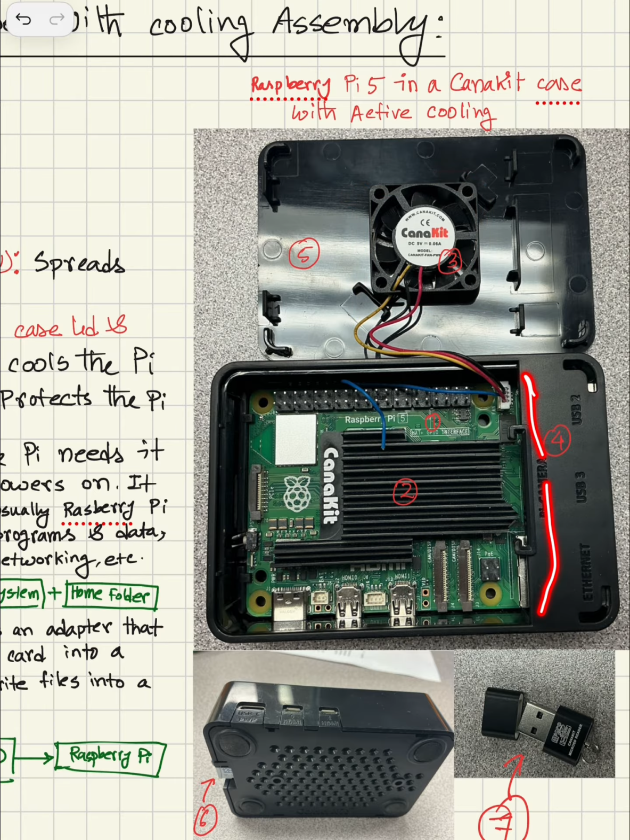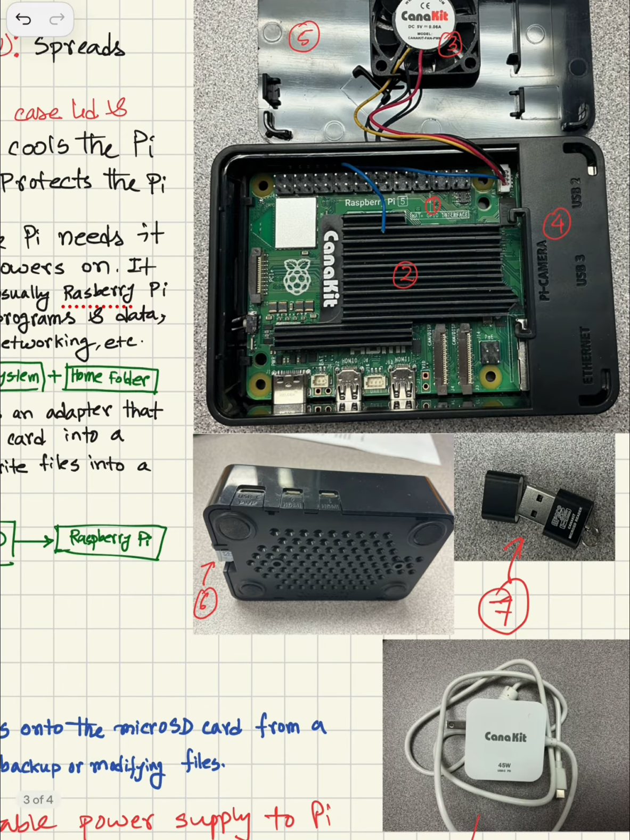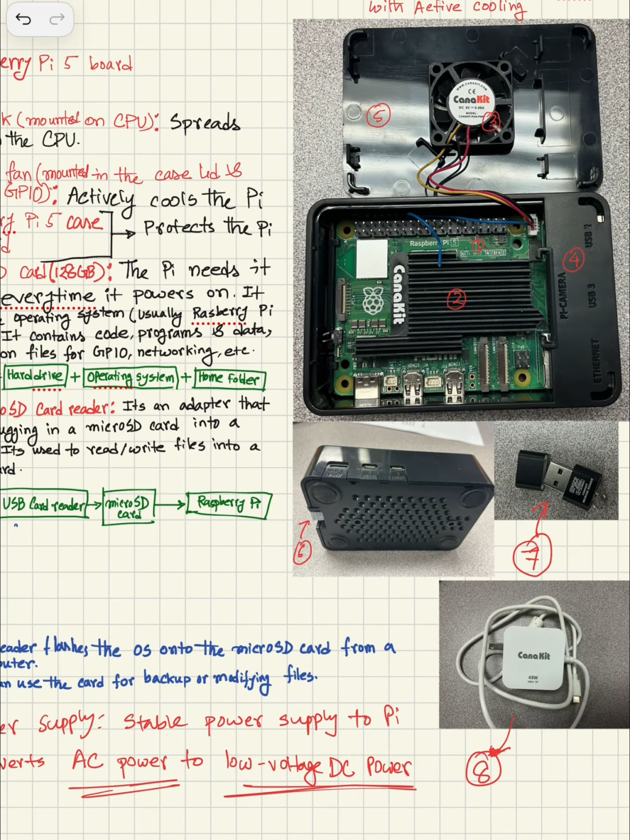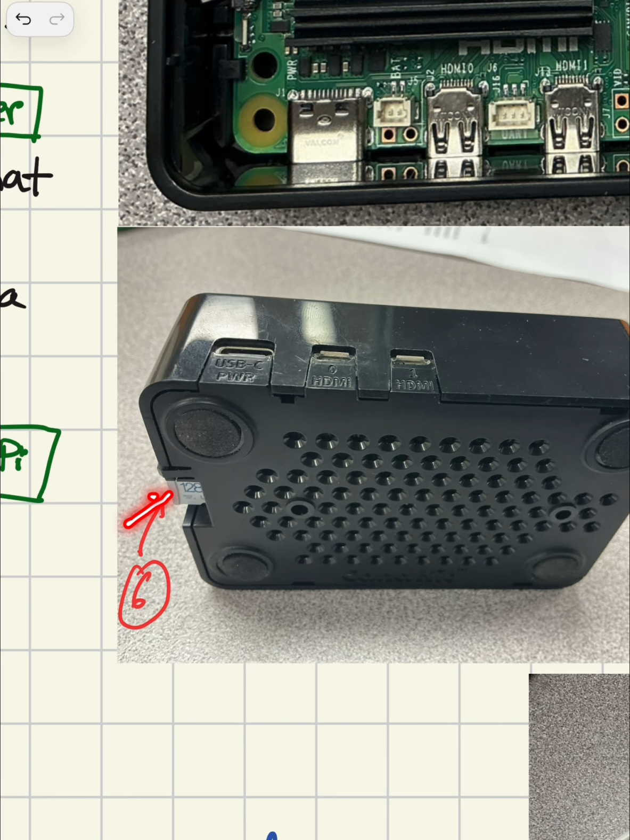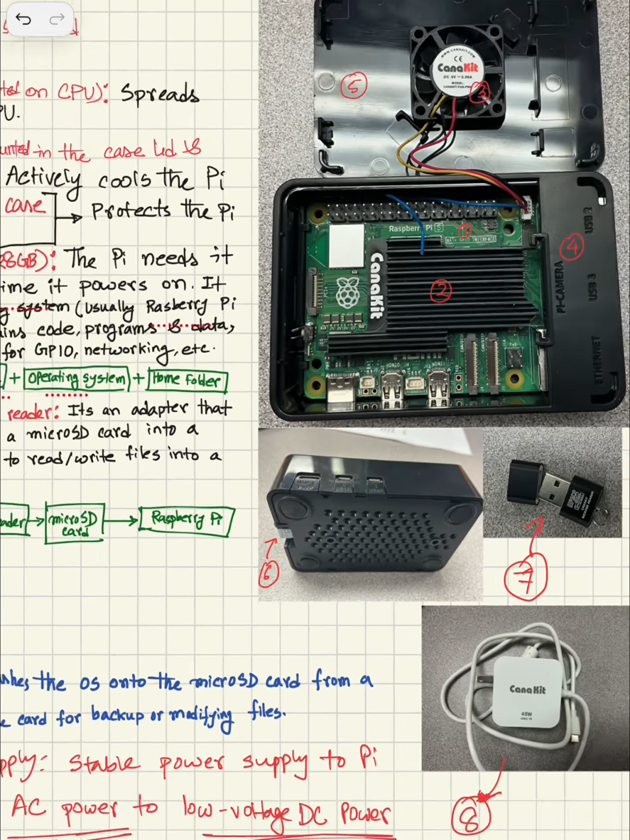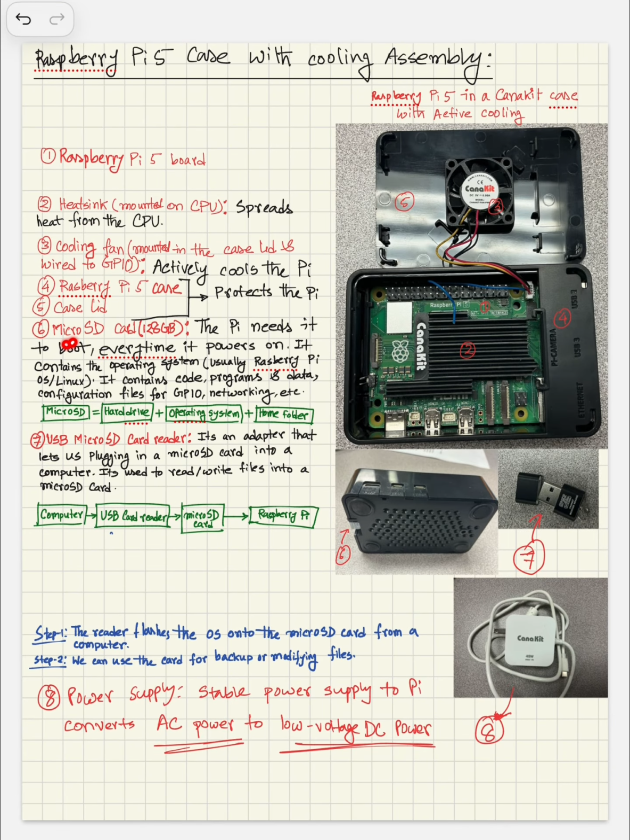Number 4, this is the case for the Raspberry Pi board, and number 5 is the lid for this case. Number 6 is on the other view, the side view of this assembly, where we can also see the bottom. There is number 6, which is basically the micro SD card, and number 7 is the micro SD card reader, and we also have a power supply.